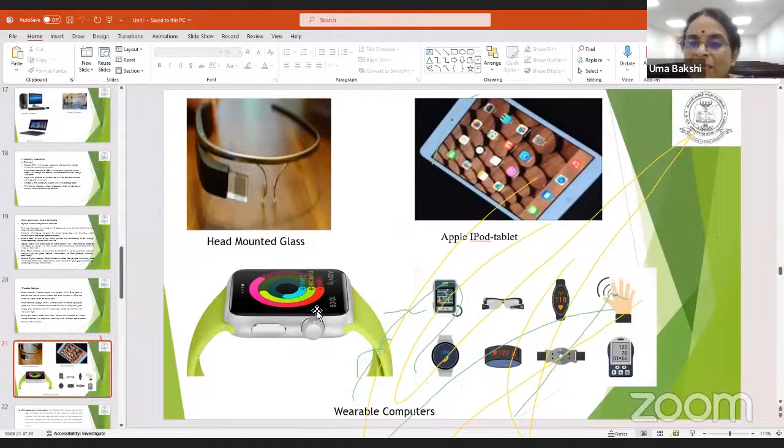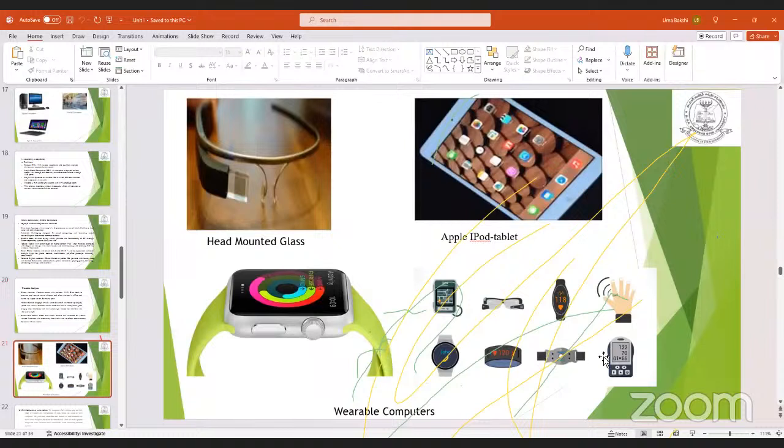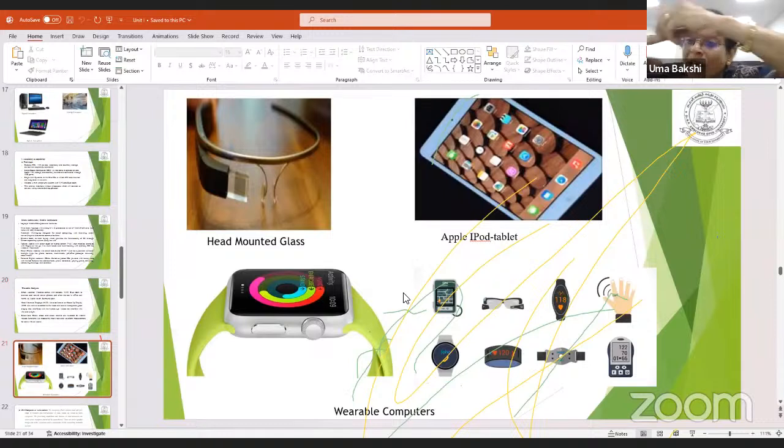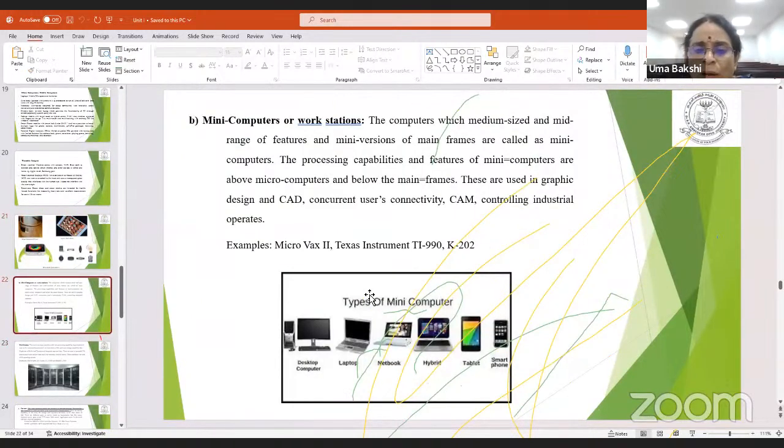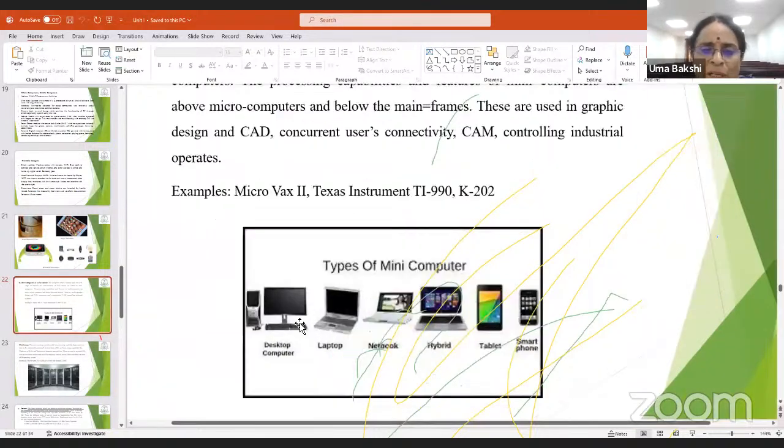This is wearable, the Apple iPod tablet. Then the specs, phones, all these things are called wearable. Even if you put it on the finger, it will detect where your location is, what it is, etc. So these are all wearable gadgets, or wearable computers. You can see here also types of mini computers. You have desktop, laptop, notebook.